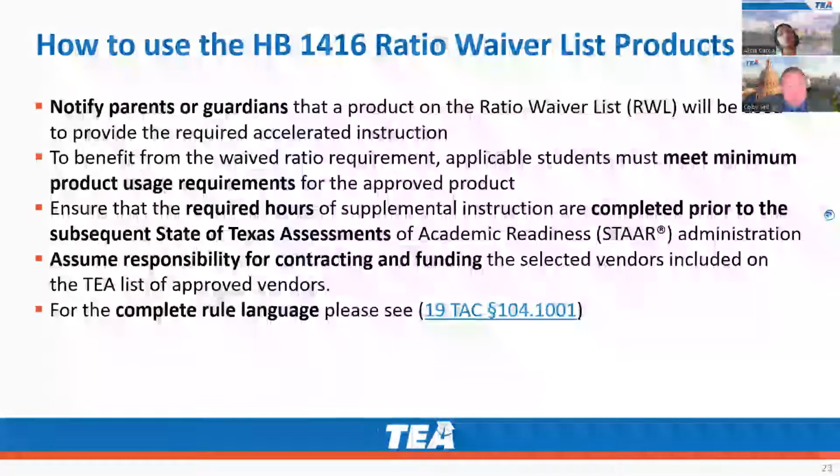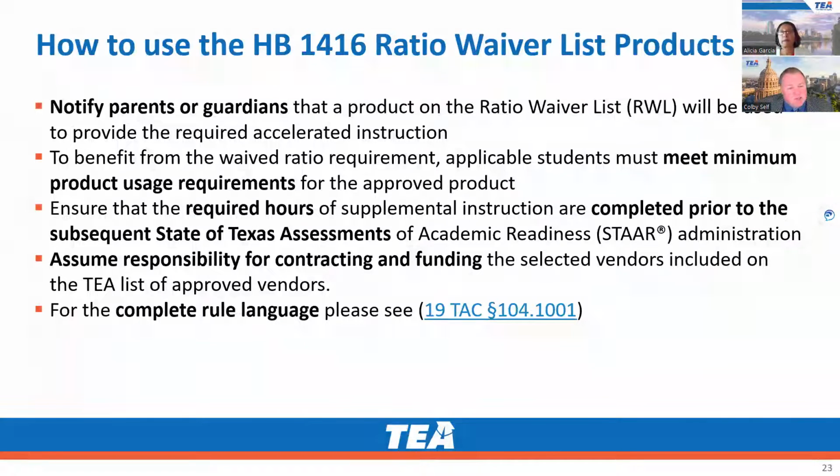You also must ensure that the required hours of supplemental instruction are completed prior to the subsequent STAR administration. And of course, LEAs must assume the responsibility for contracting and funding the selected vendors that have been included on the ratio waiver list. We strongly recommend that you look at the complete rule language so that you can look at the complete rule requirements. Those are included in Chapter 104 of the Texas Administrative Code.